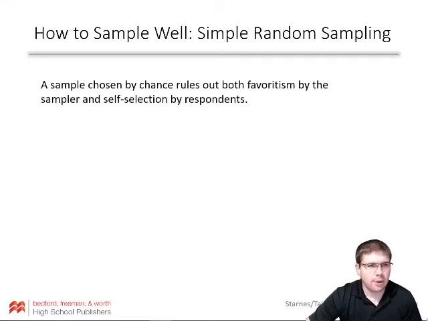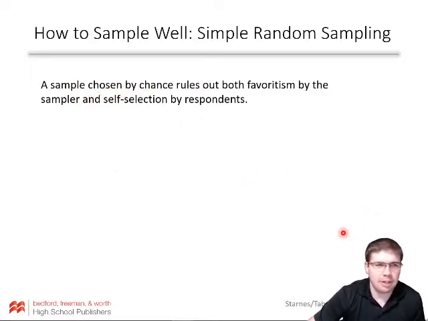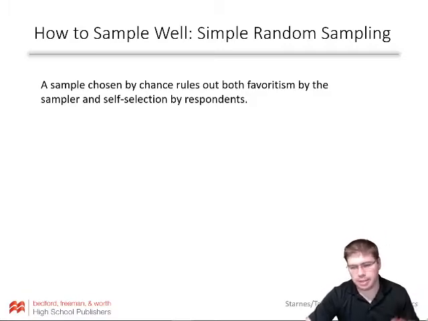So let's look at how a sample should be chosen, how to sample well. In the rest of this video, we're going to focus on one, our most basic, most popular, and maybe most obvious sampling method, a simple random sample. A simple random sample is chosen by chance, and it rules out both favoritism by the sampler and self-selection by the respondents. So this takes care of convenience sampling.